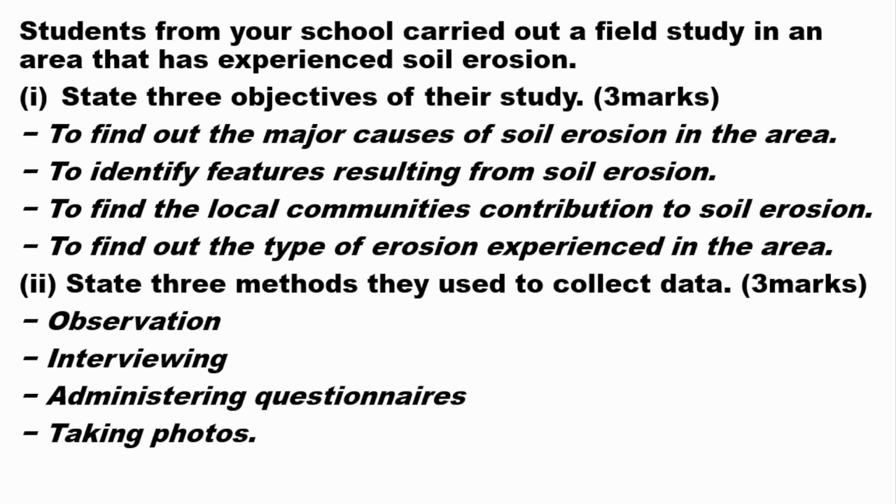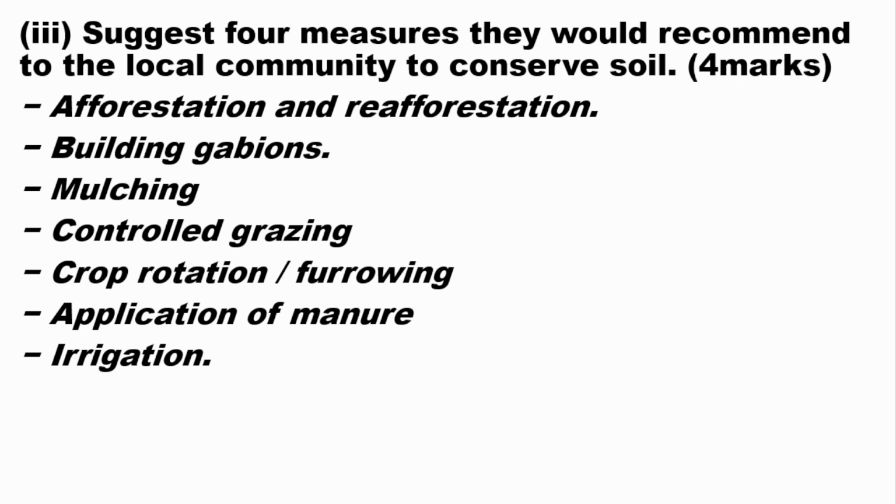Then state 3 methods that they used to collect the data. We have observation, interviewing, administering questionnaires, and taking photos. Then suggest 4 measures they would recommend to the local community to conserve soil. One is afforestation and reforestation. We have building of gabions, we have mulching, we have controlled grazing, crop rotation or fallowing, then application of manure and irrigation.